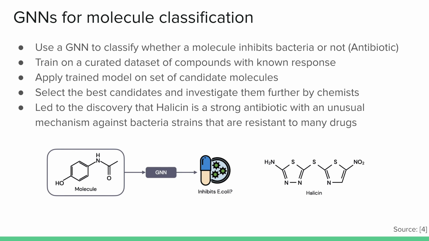So we can train on a curated dataset of compounds where we know the response, where we know this has a certain effect on that bacteria. Once we've trained this model, we can try to apply it on a set of candidate molecules, and we take, say, the top 100 here and give them to some chemists to have a look at them and investigate them further. And this procedure actually led to the discovery that halicin is a strong antibiotic with a very unusual mechanism against bacteria strains that are resistant to many drugs. And it made the headlines with "AI helps to discover new antibiotics." But now that you know about this, you know how it came about and what's actually underlying here.